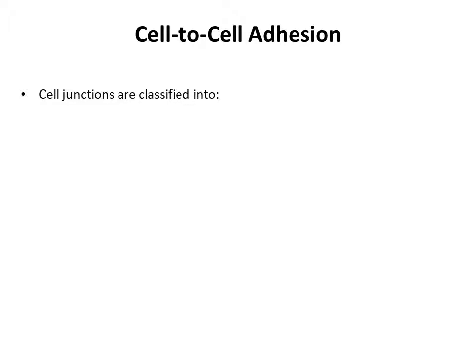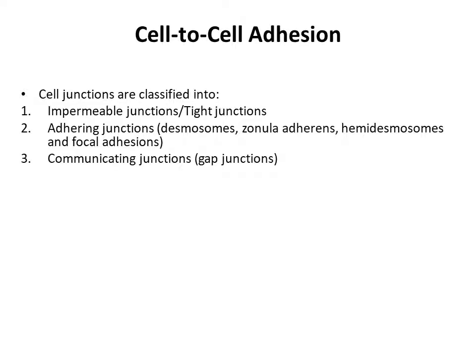Let's revise cell junctions, which are classified into three types. They are impermeable junctions or tight junctions, which can be totally impermeable or leaky at times, depending upon their location. Next up, adhering junctions. As their name indicates, they adhere two cells together, or join the cells to the extracellular matrix. These include desmosomes, zonular adherens, hemidesmosomes, and focal adhesions. Third are the communicating junctions, or the gap junctions.